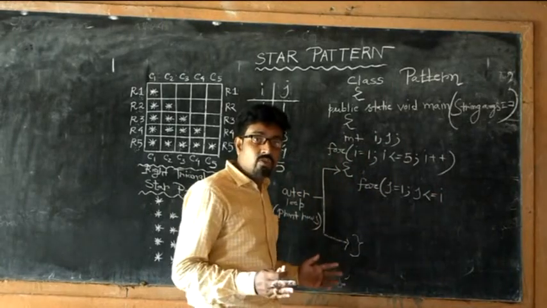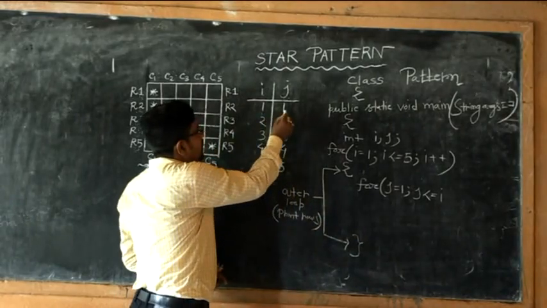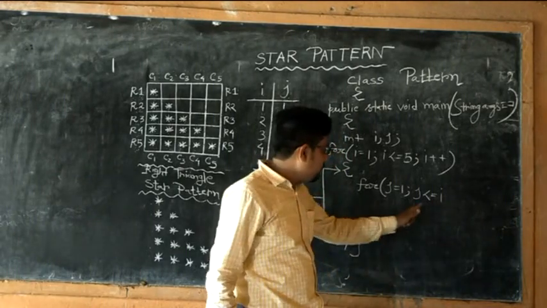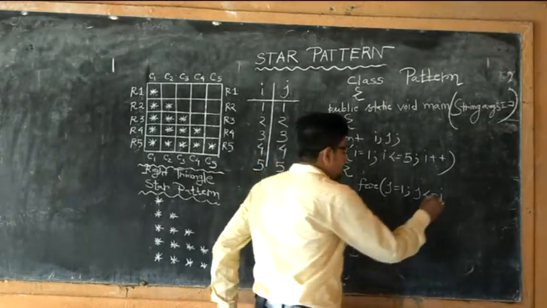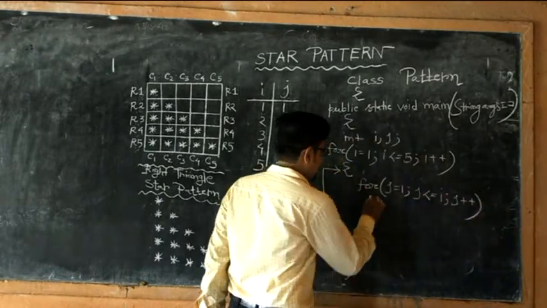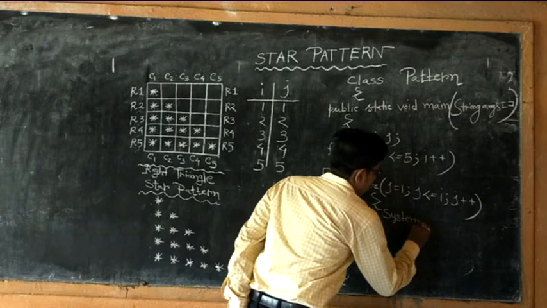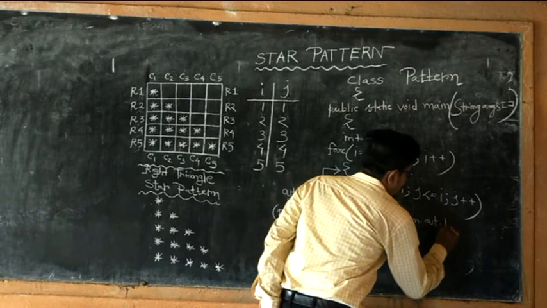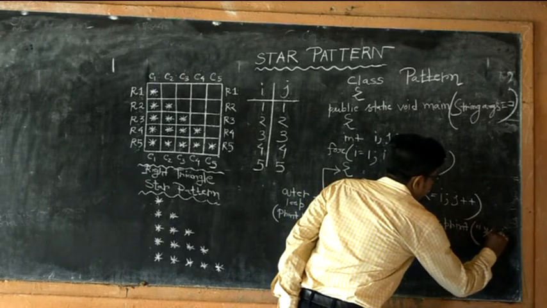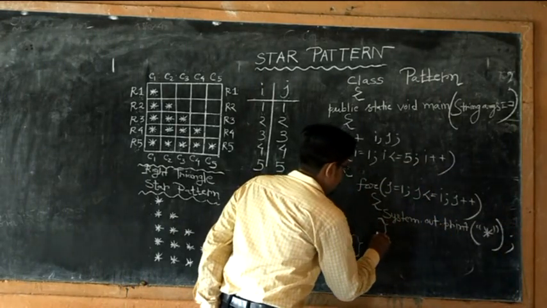I have already said that, students, according to your row number, your column number will be printed. Here, row number 1 and your column number also 1. So that's why I have written j less than or equal to i. Semicolon, j plus plus. Clear? Second bracket open. Now System.out.print, within first bracket, within double inverted commas, I write star, double inverted comma close, first bracket close, semicolon, second bracket close.